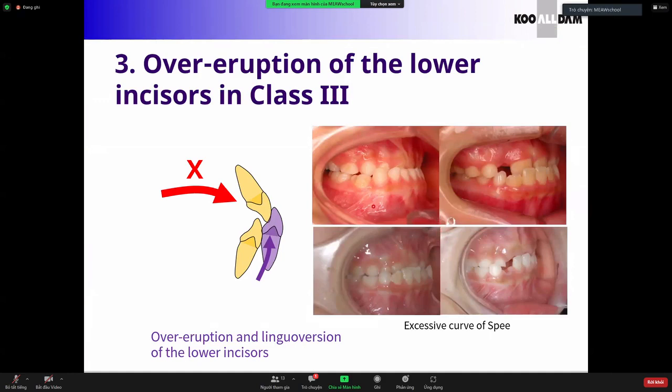Third factor, you should check the over-eruption of the lower incisor in class 3. It is similar to class 2 division 2 malocclusion. In class 3 malocclusion, you can see this over-eruption and lingual version of the lower incisor, and we can see the excessive curve of Spee in the lower arch. And finally, the maxilla cannot grow forward. So we can see the class 3 malocclusion.